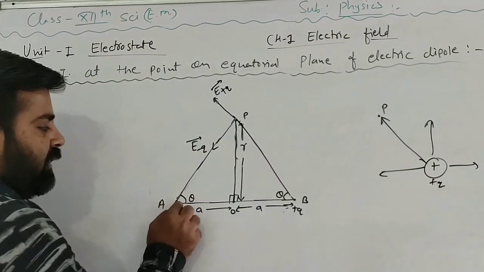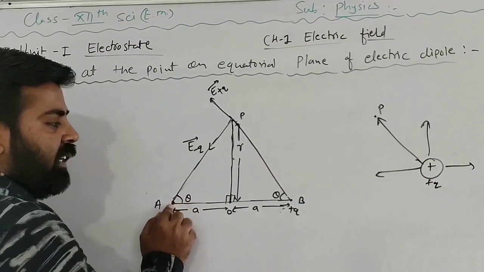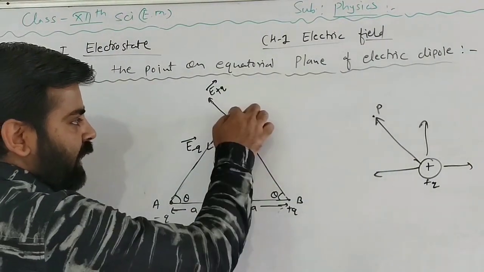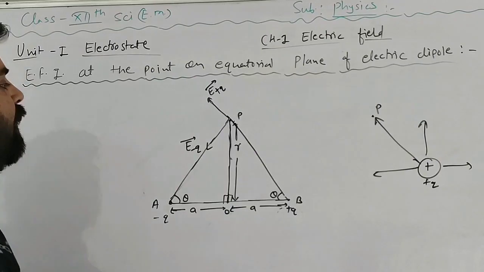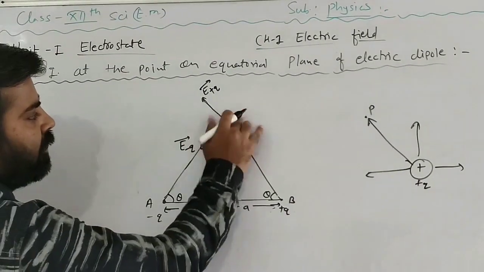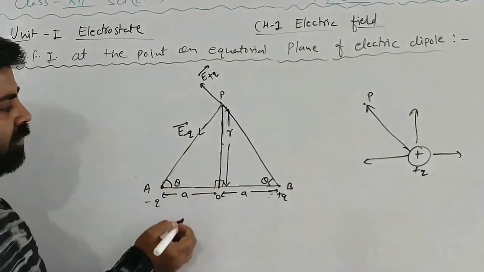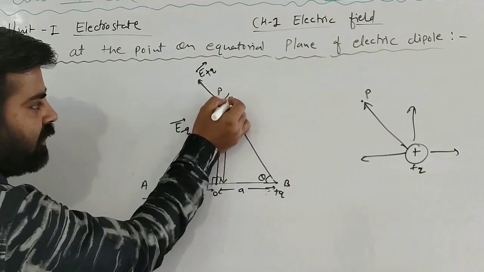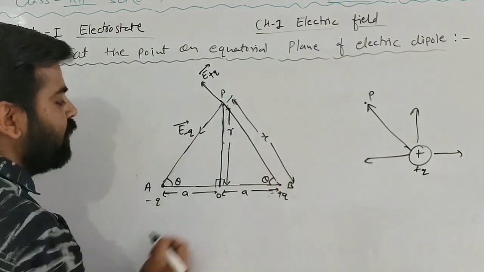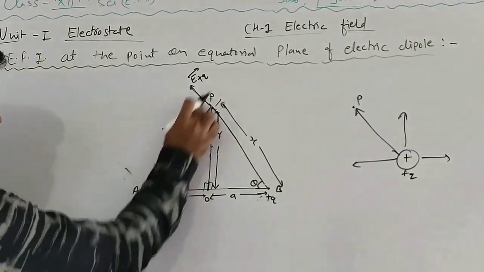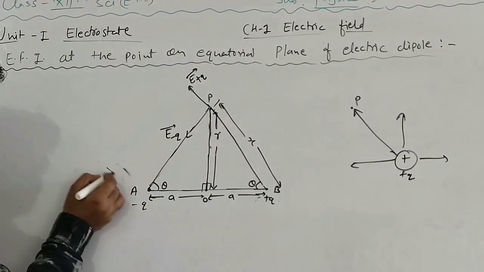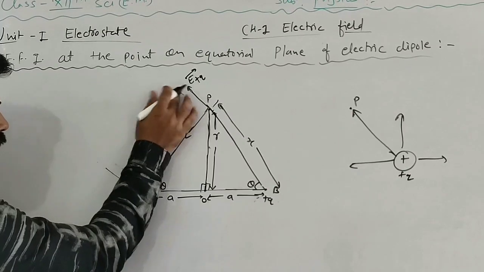So the theta angle here is theta, and the angle PBO is also theta. We also assume the BP side is small x, so this AP side is also small x.